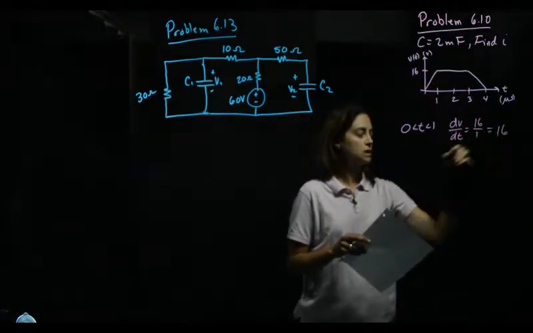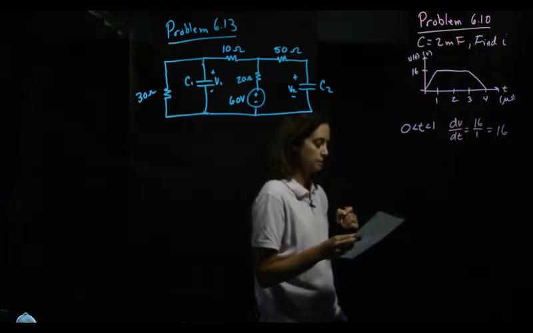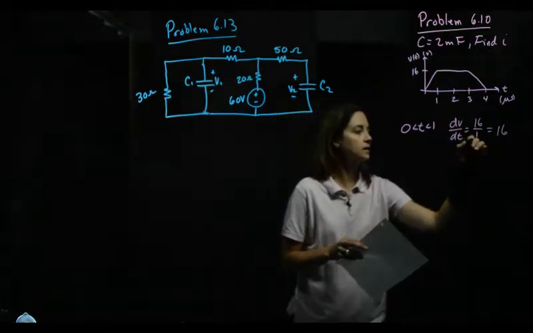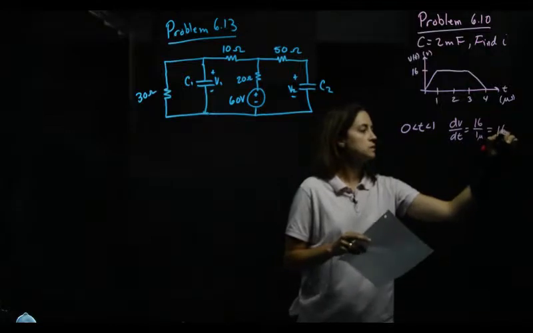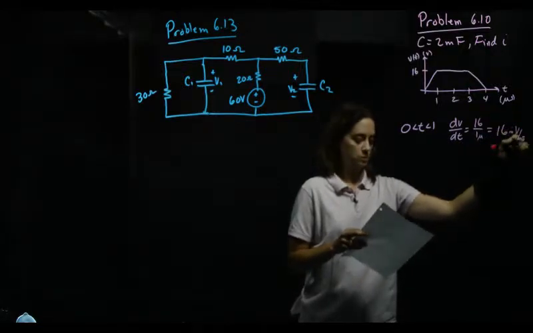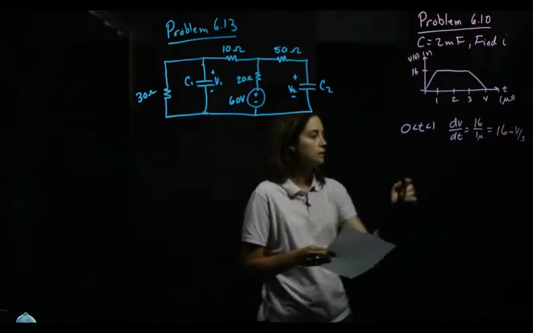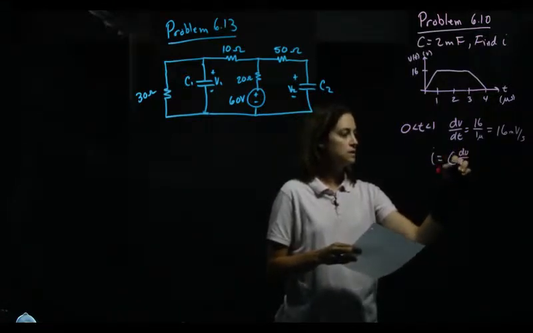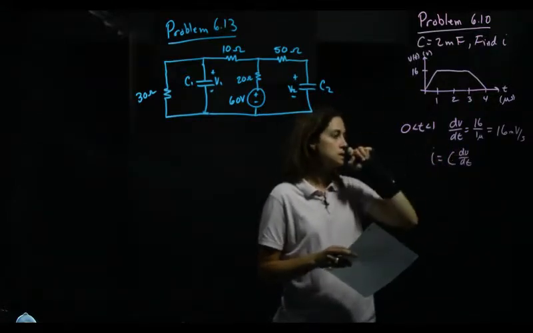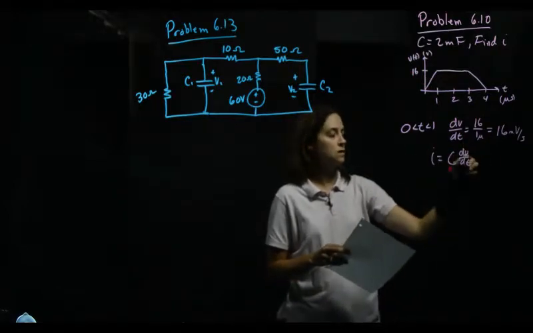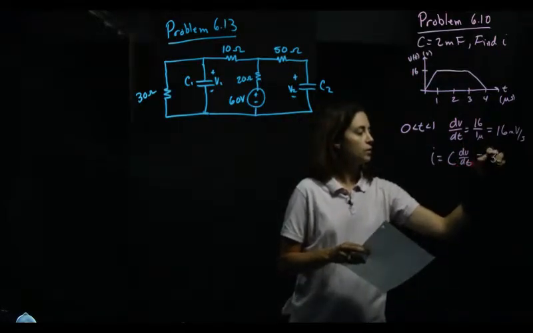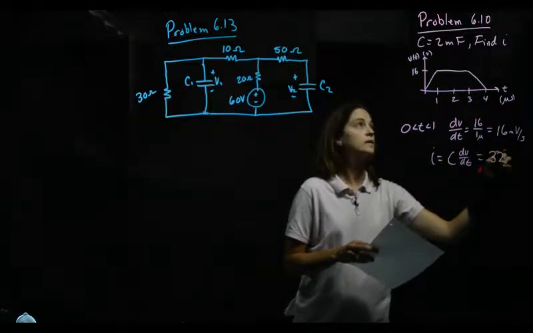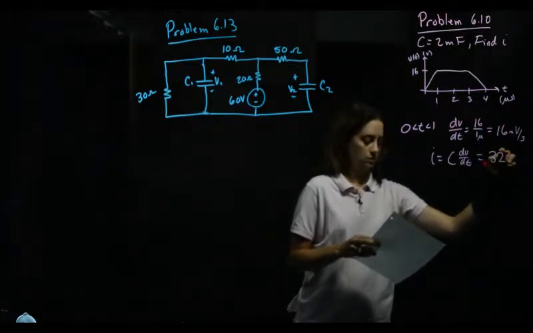I'm sorry, it's 1 microsecond. Forgot the micro. So it gives me 16 megavolts per second. My I is C dV dt. I know C is 2 milli, so I have 16 meg times 2 milli, or 32 kiloamps.